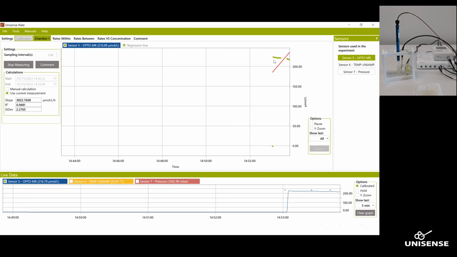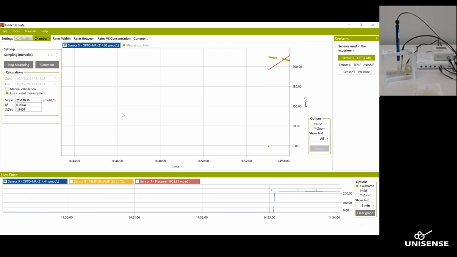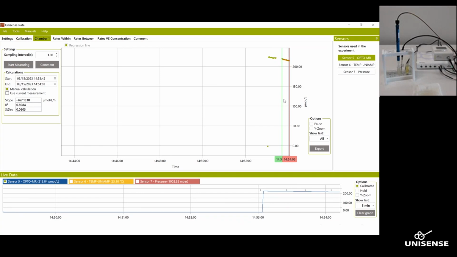It will all the time try to make a regression line here. I think I might have just one off point here, so you can see that the regression line is a bit off, but it is doing a live regression line here. When you stop the measurement, you can do a manual calculation where you move the slide bars here. So if you, for instance, want to have a closer look at an area here, you can then over here see the slope and the standard deviation. So you can just move the bars and have a closer look at your data here.